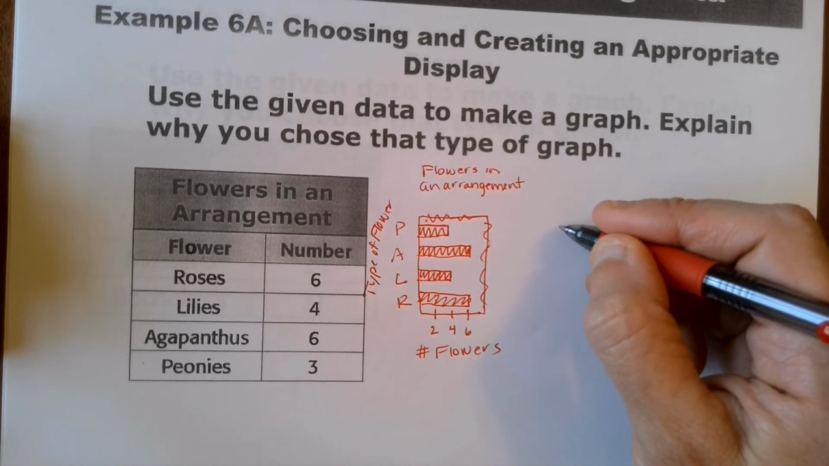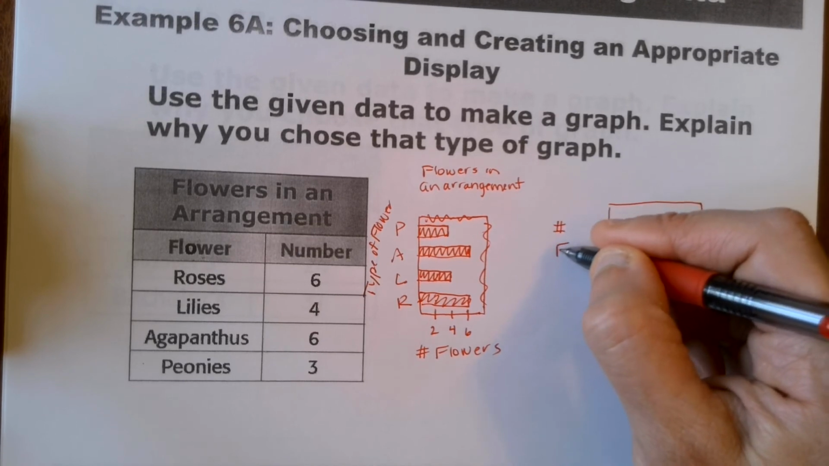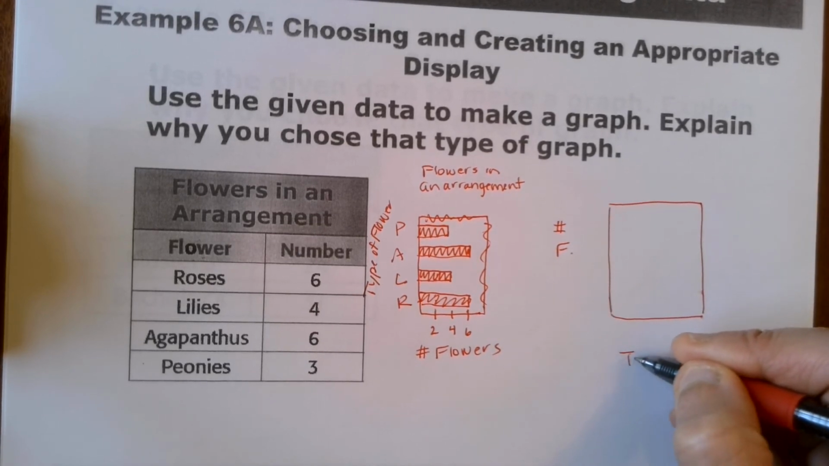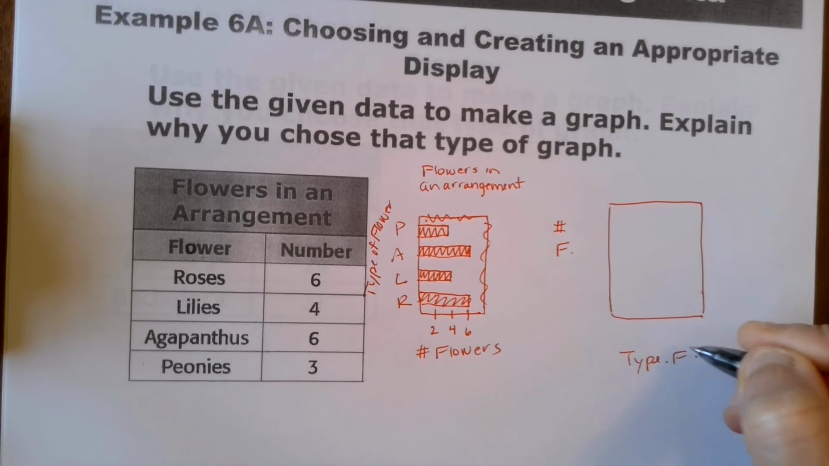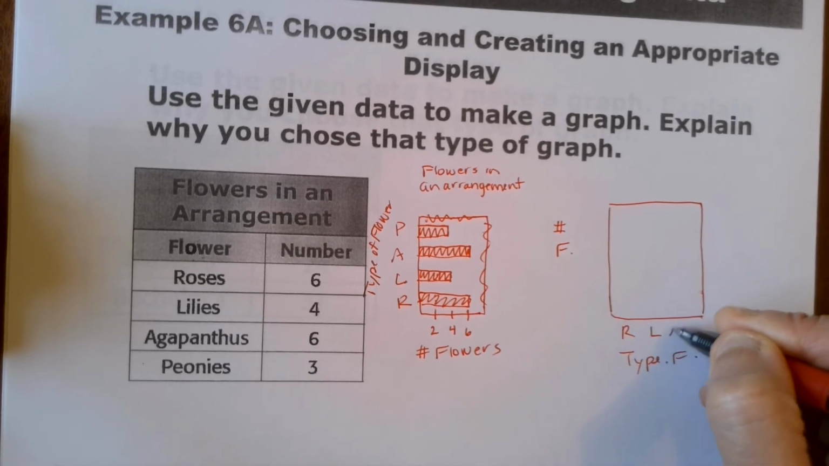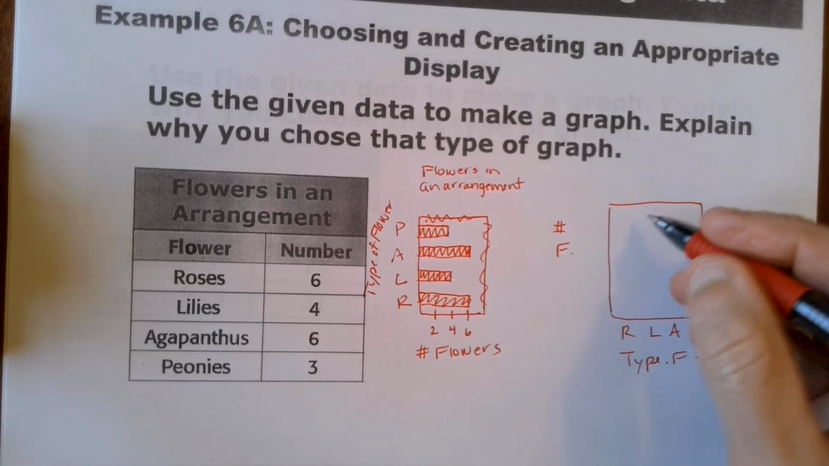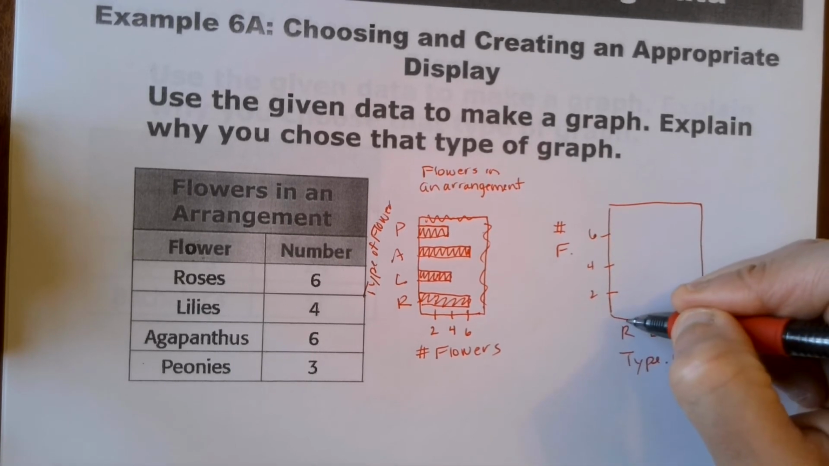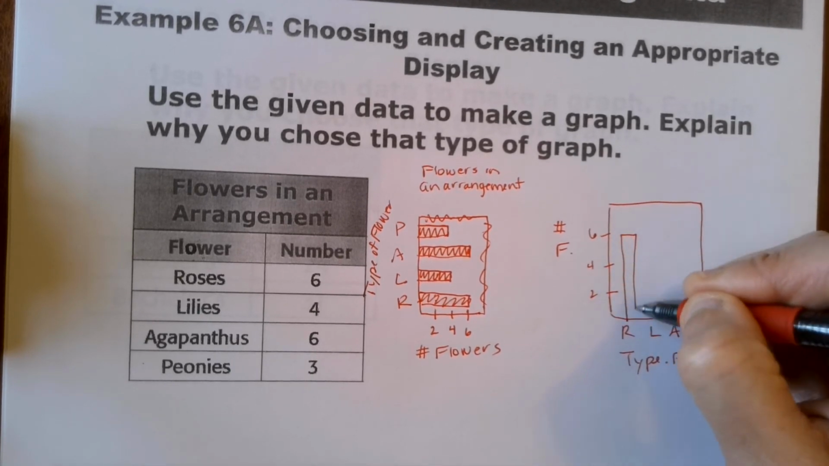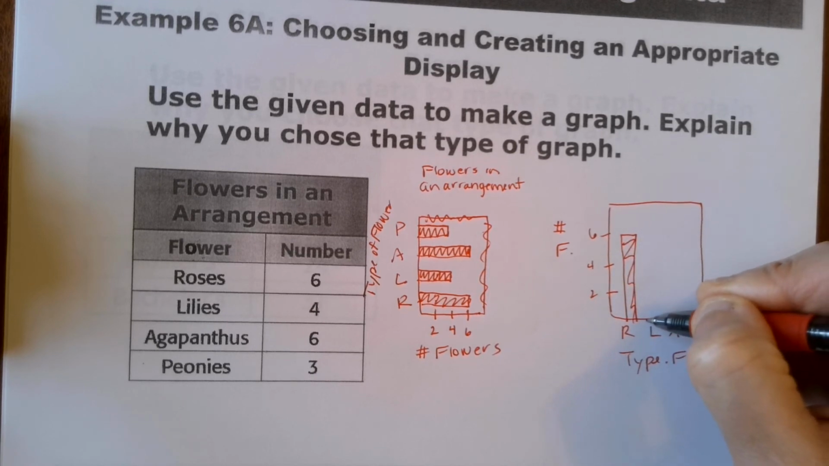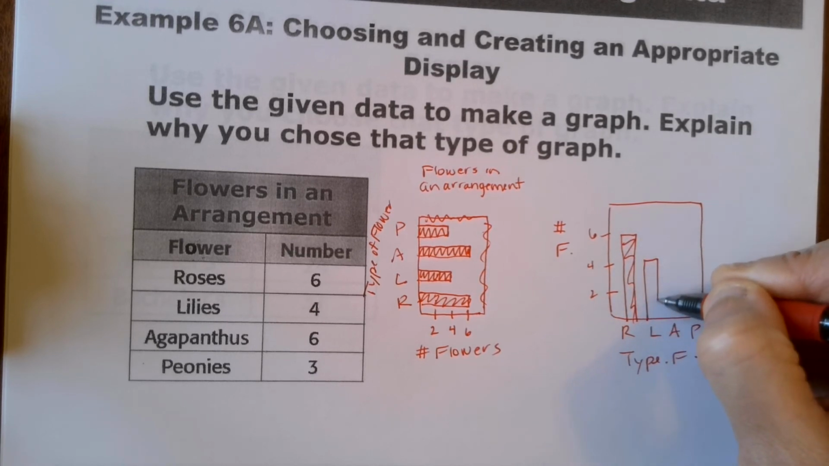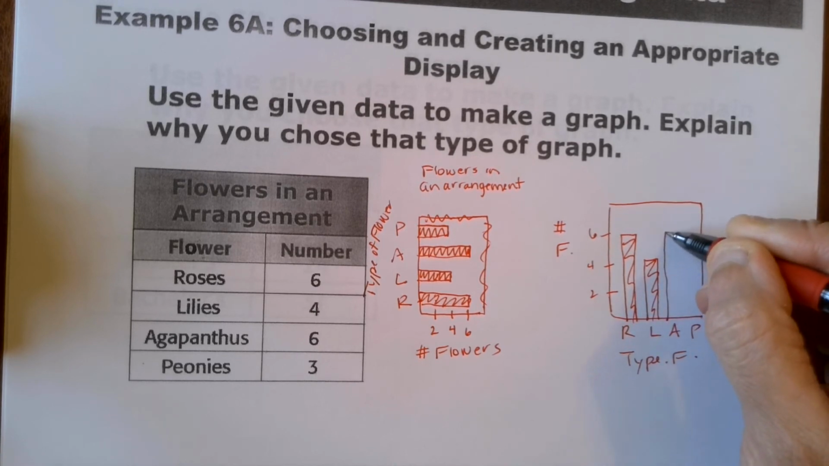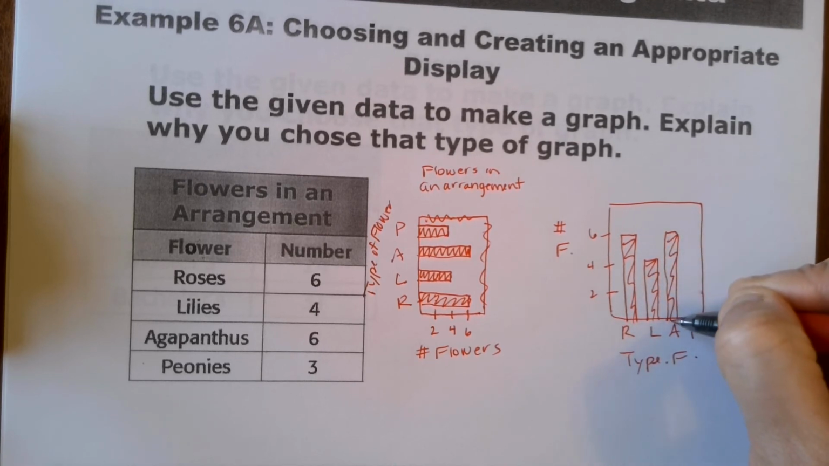And we'll put the numbers on this side now. Number of flowers, I'm just going to abbreviate, and type of flower. So we'll put roses, lilies, and peonies. 2, 4, and 6. So if you did roses, you did all the way up to 6. And if you did lilies, it goes to 4. And that goes up to 6. And peonies go to 3.